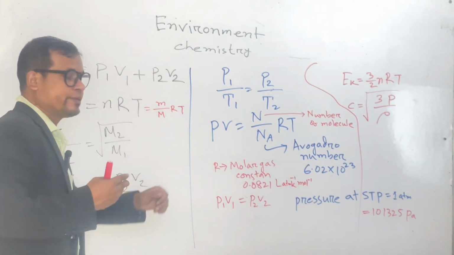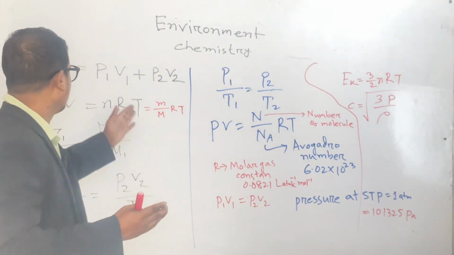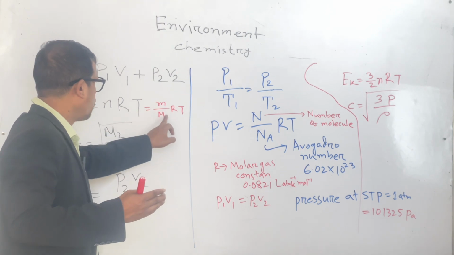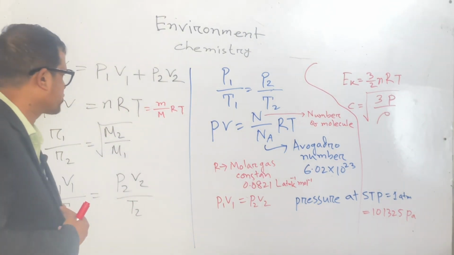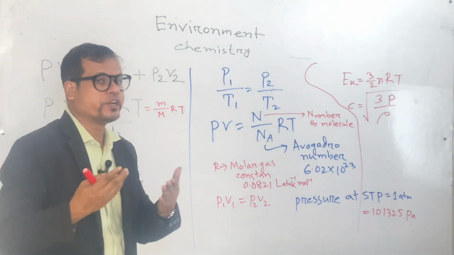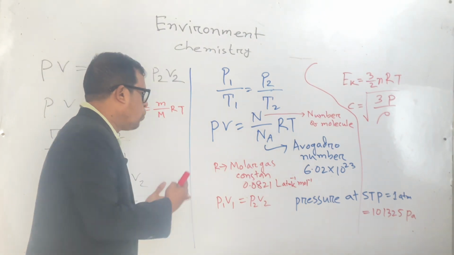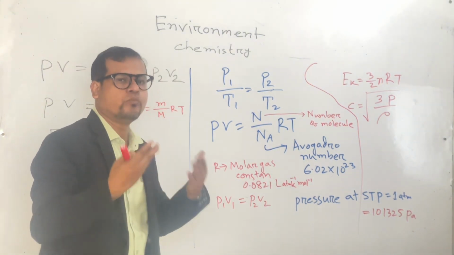And n is the mole number. We can write the mole number like this: small m over capital M. R is the molar gas constant. Its value is 0.0821 liter atm per Kelvin per mole.